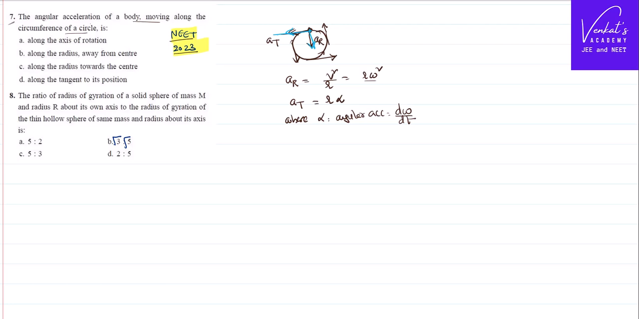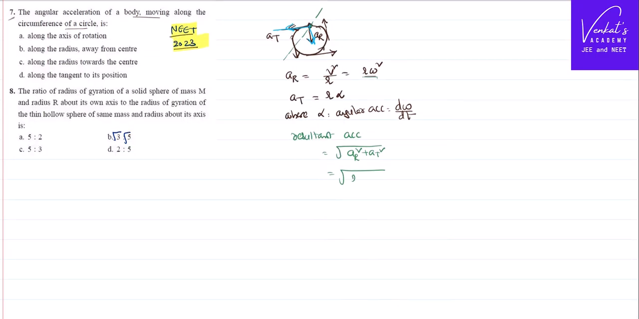The resultant of these two accelerations is perpendicular to both of them. That's the resultant acceleration. So resultant acceleration of the body is root of a radial square plus a tangential square. A radial is r omega whole square, that is r square omega to the power 4. A tangential is equal to r alpha, that is r square alpha square. This is how we can calculate resultant acceleration.